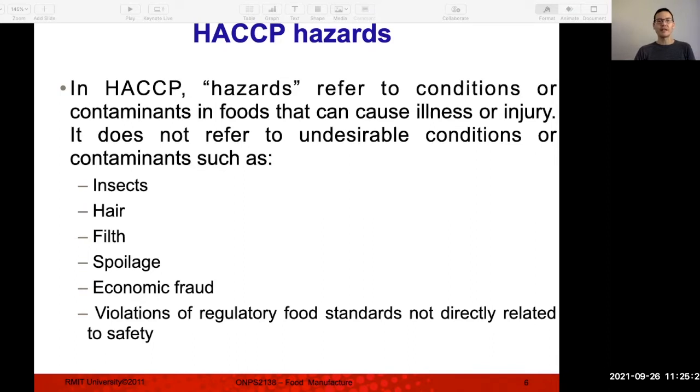If they do, then that's when they would be considered within the HACCP system. But if they don't, and they're just undesirable, or it's a contaminant which results in a quality issue, then it's not considered within the HACCP management system.